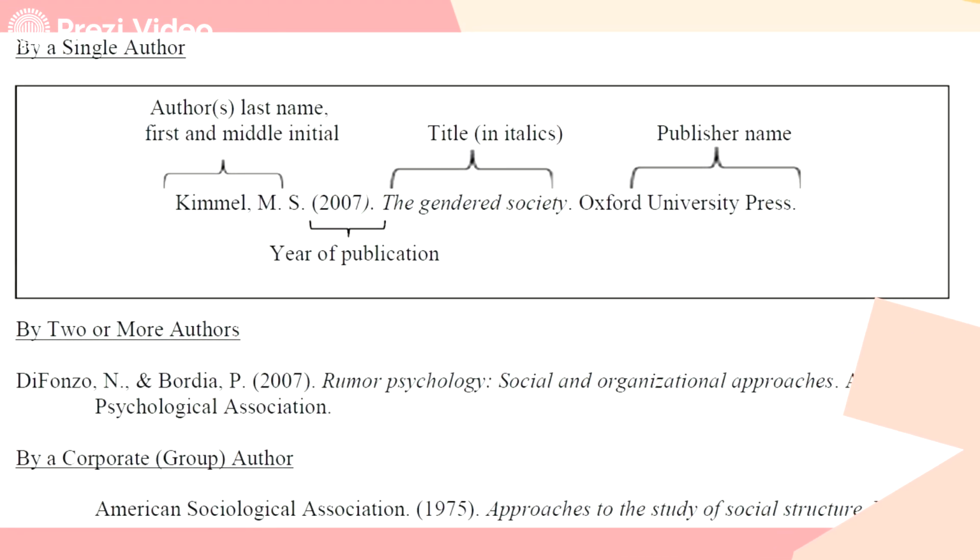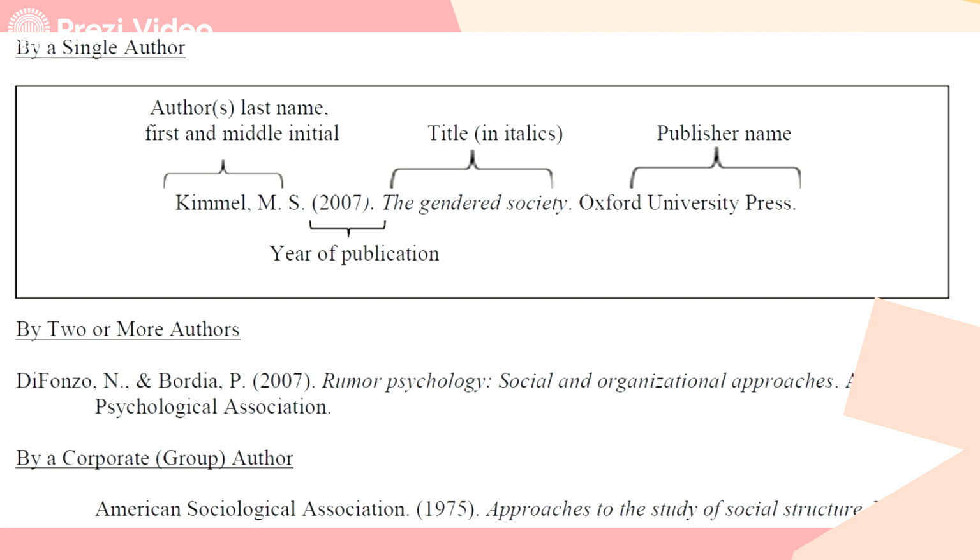So let's go to the examples. Okay, so for books written by a single author, as you can see, it's author's last name and then first and middle initial, so Kimmel, the surname, comma, the initials of the first name and the middle initial, M.S., period, the year of publication, enclosed in parentheses, period, the title of the book, italicized and in sentence case, which means only the first letter of the first word is capitalized except for proper nouns, and then terminated by another period, and then lastly you have the publisher name, then period. Okay, so that's the general format.